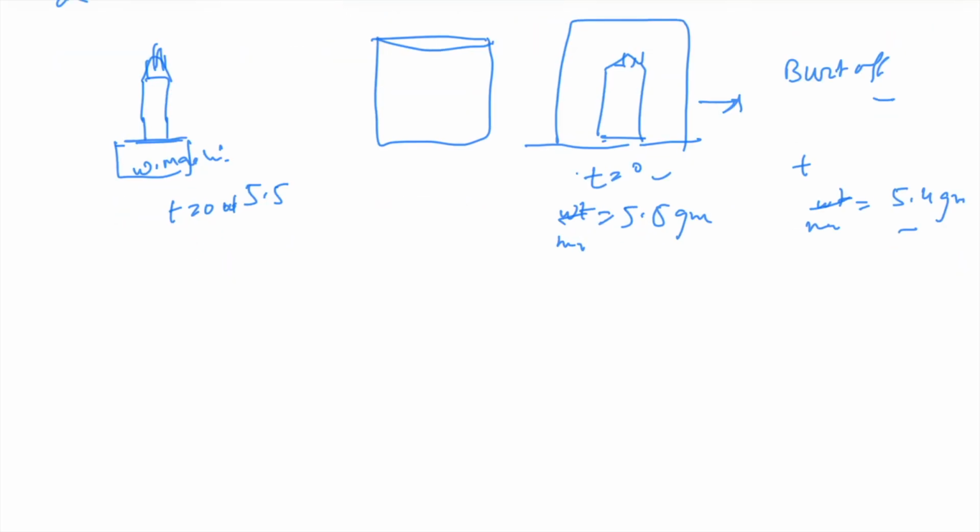So how much paraffin wax has burned? So wax burnt is 5.5 minus 5.4, so 0.1 gram, or let's say it's 0.01 gram. Okay.